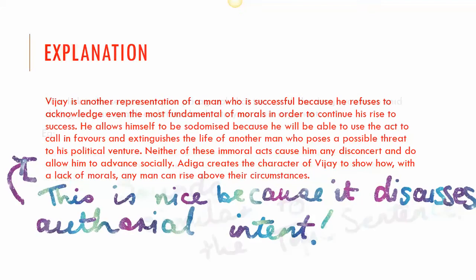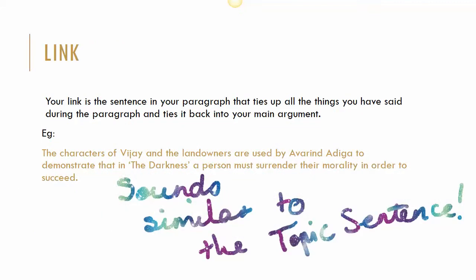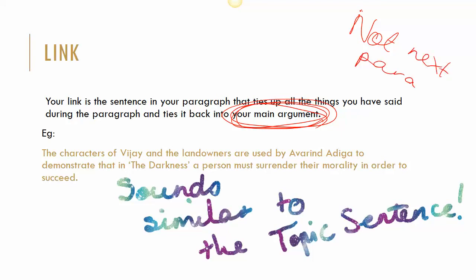All right, we're nearly there. Link sentences. So your link sentence is one sentence that ties up everything you've said during the paragraph and ties it back to your main argument, not to the next paragraph. It does not need to link to the next paragraph. It has to link to the main argument, your contention.